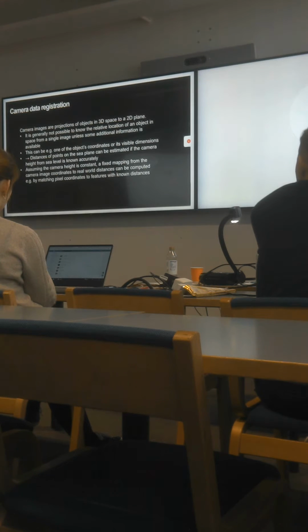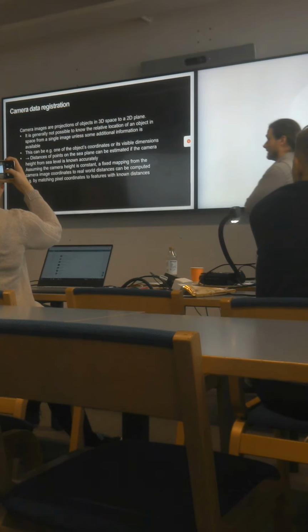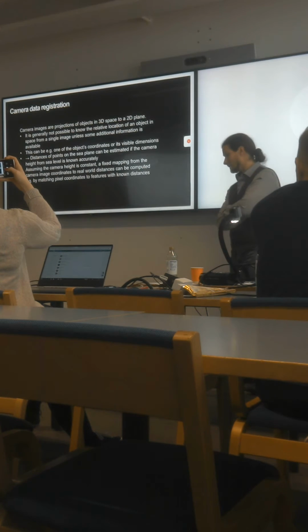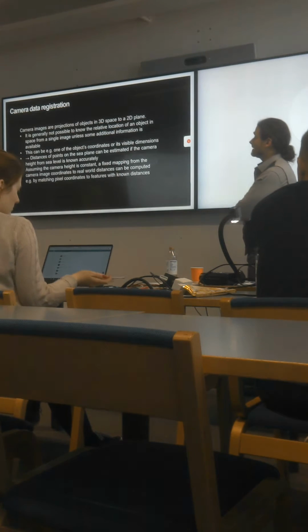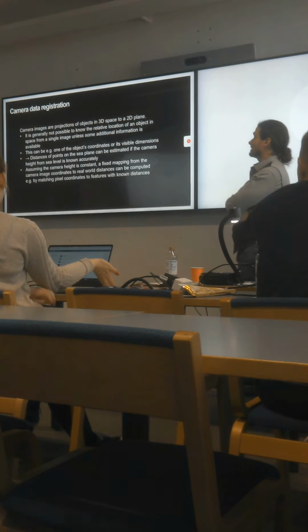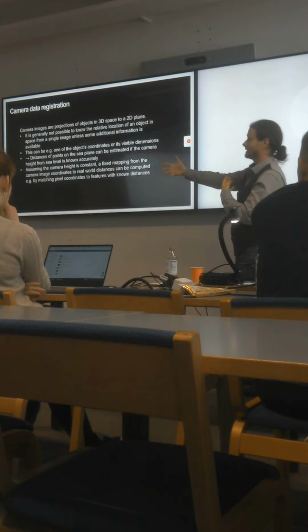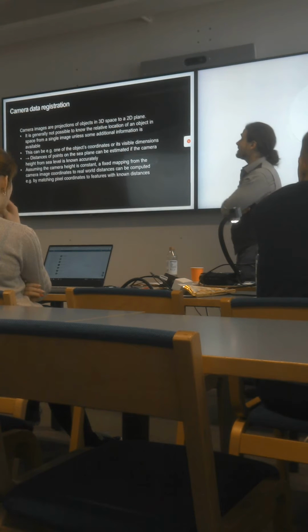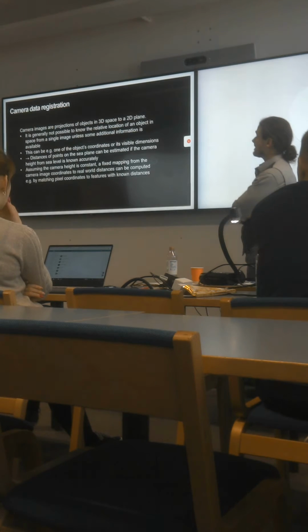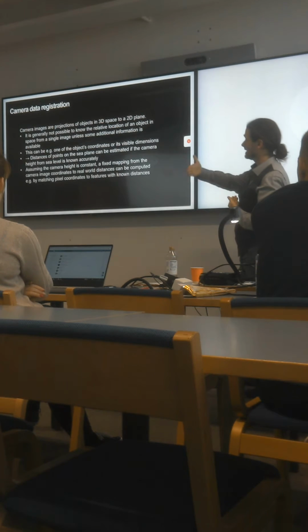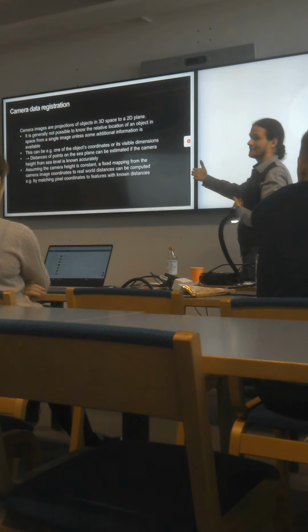Okay, camera data registration is different. Camera data is not a point cloud. Images, as we discussed, are projections of 3D objects to some 2D plane. And it is not possible to know the real location of an object from a single image if you do not have any additional information.